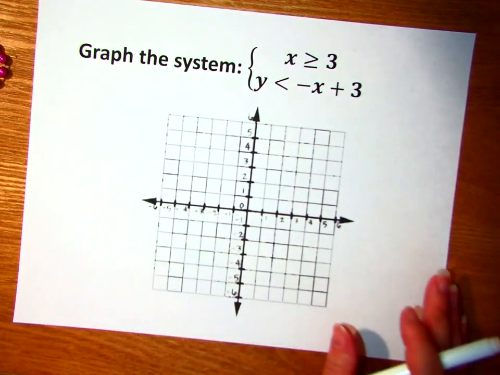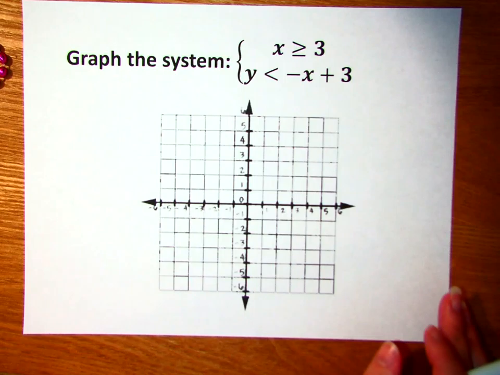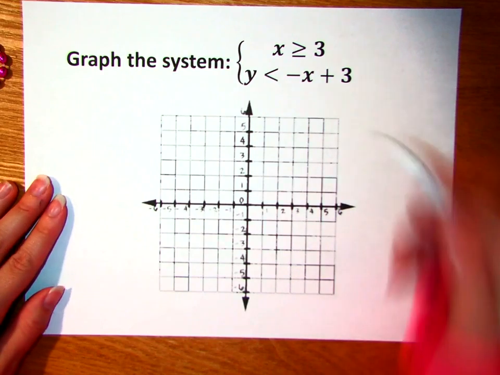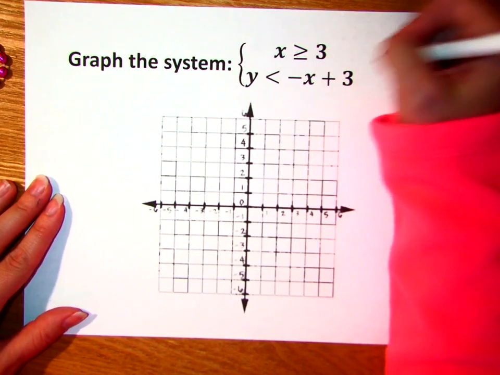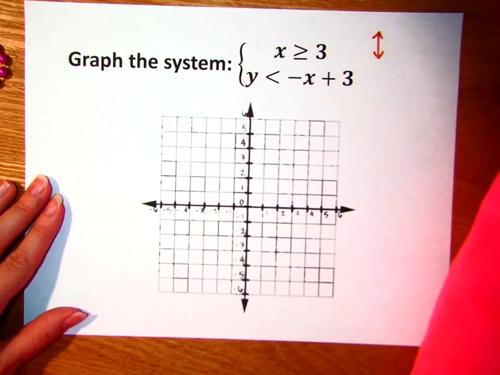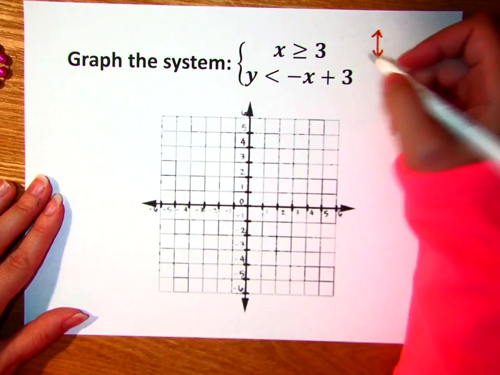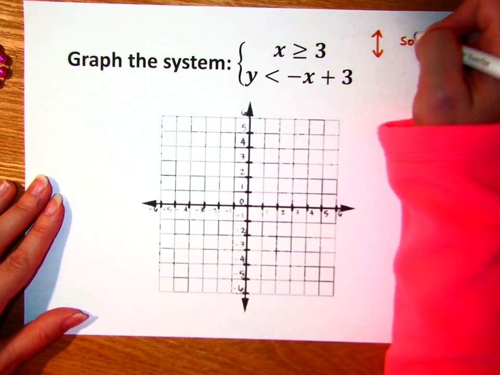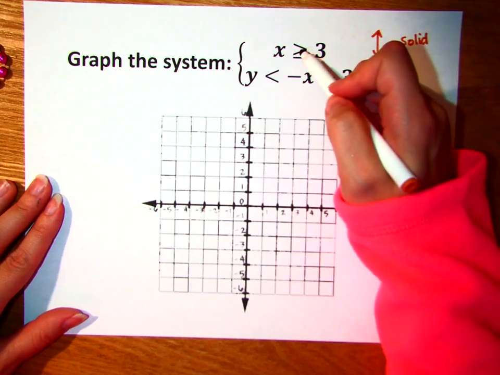Alright, on this last example, it says graph the system. So now we want to graph two lines and we want to see where they intersect. So let's graph x is greater than or equal to 3. We know it's going to be a line that is vertical. And we also need to know that it's going to be solid because it's got the equals. And we want to shade where the numbers are greater.